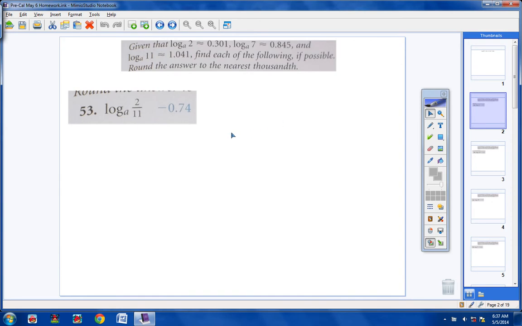For number 53, they want us to evaluate the log base A of 2 over the log base A of 11. Notice for these first 6 problems they've given us 3 bits of information: log base A of 2, log base A of 7, and log base A of 11. So we do know the logarithm of 2, 7, and 11. This was a pretty easy problem to start off with. Whenever your argument is a quotient, you can split your logarithm up into 2 logarithms.